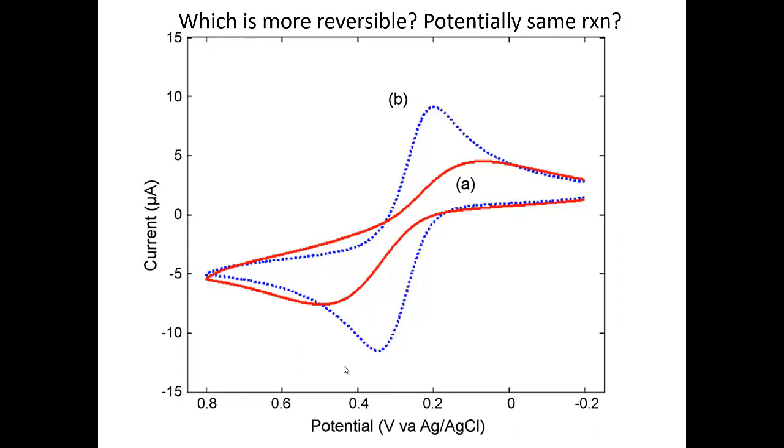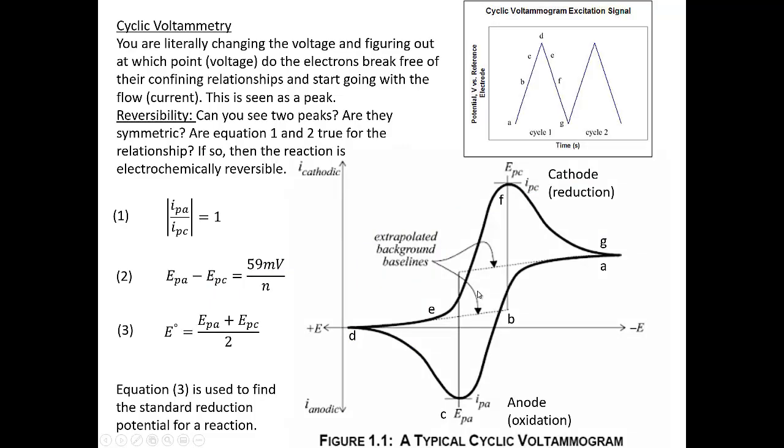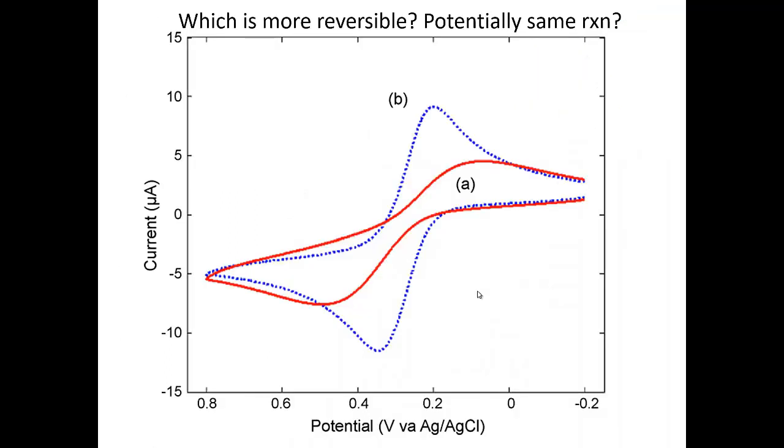Well, they're both pretty symmetric, meaning this peak has a current of about -8. This one has a current of about 5. So if you look at equation 1, IPA over IPC is going to be approximately 1. It's going to be a little less than 1 because your oxidation peak is bigger than your reduction peak.